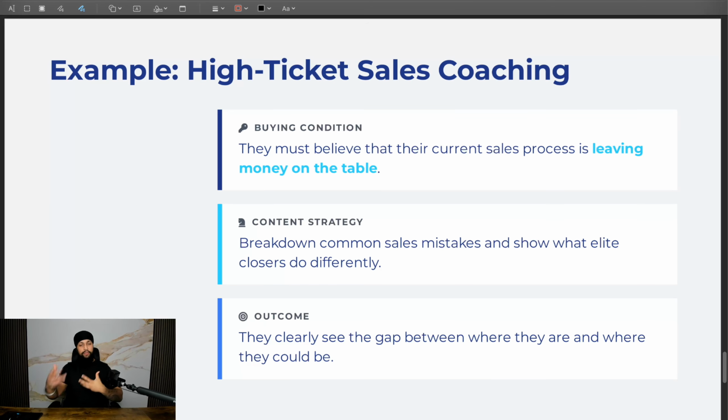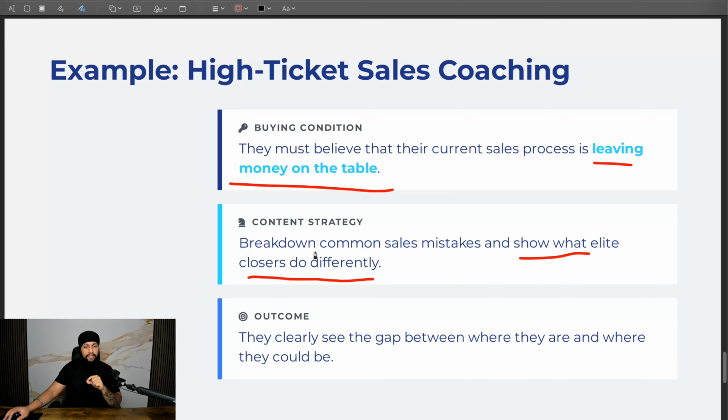Okay, again, with another example, let's say you're selling high ticket sales coaching, right? In order for them to purchase from you, they need to believe that their current sales process is leaving money on the table. So what your content strategy could look like, or your advertising strategy could look like, is breaking down the common sales mistakes and showing them what elite closers do differently. Okay, and the key thing here with the common sales mistakes, you need to make sure these are like active.